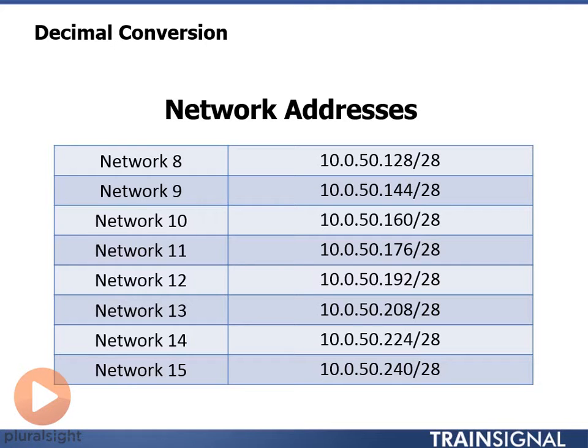Let's look at our network addresses here. So we have network number 8 is 10.0.50.128 slash 28. 9 is .144, 10 is .160, 11 is .176, 12 is .192, 13 is .208, 14 is .224, and 15 is .240.